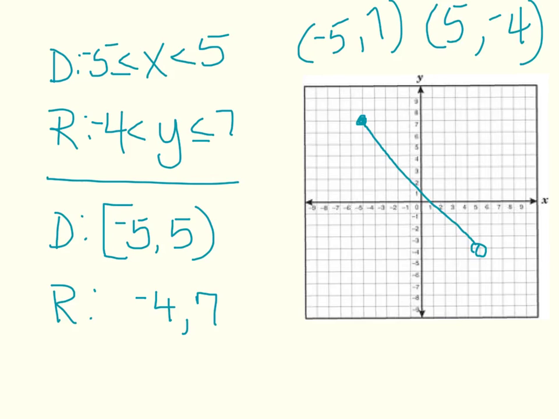And so now we just have to ask ourselves, do we need to start off with a parentheses or a bracket? Well, because the point is hollow, that means we're saying that the y values can only be greater than negative 4, not greater than or equal. So because it's greater than negative 4, we will open with a parentheses. And because it can go up to or include 7, we will put a bracket around 7.